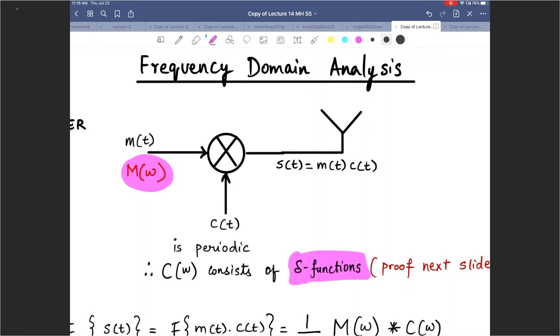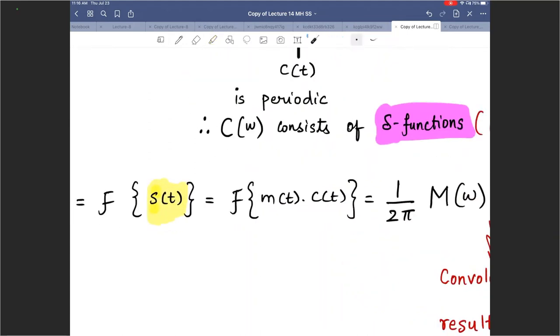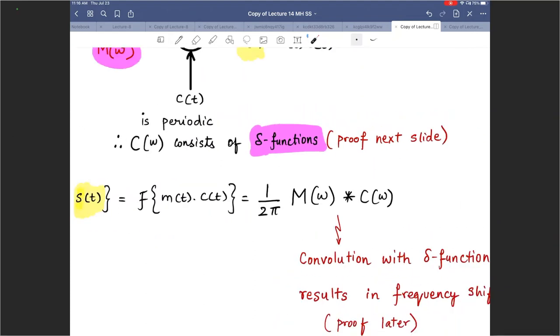And convolving with impulse functions is very straightforward because they only result in frequency shifts. Again, we'll take a look at that as well. But in time domain, it looks like s of t is m of t multiplied by c of t. So the Fourier transform of s of t is s of omega, which can be written as the Fourier transform of m of t multiplied by c of t, which can be written using the time multiplication property as 1 divided by 2 pi, the Fourier transform of the message convolved with the Fourier transform of the carrier.